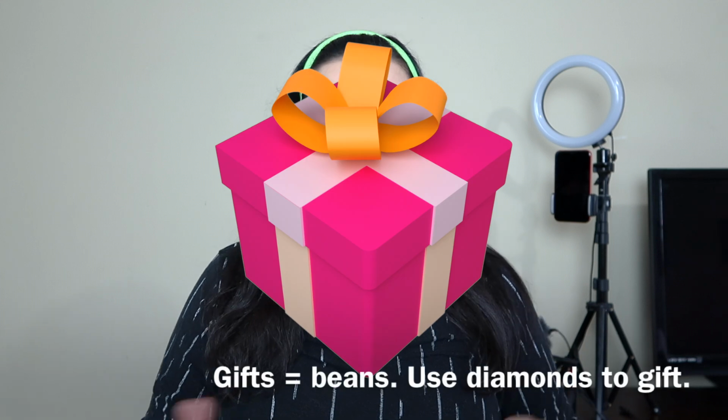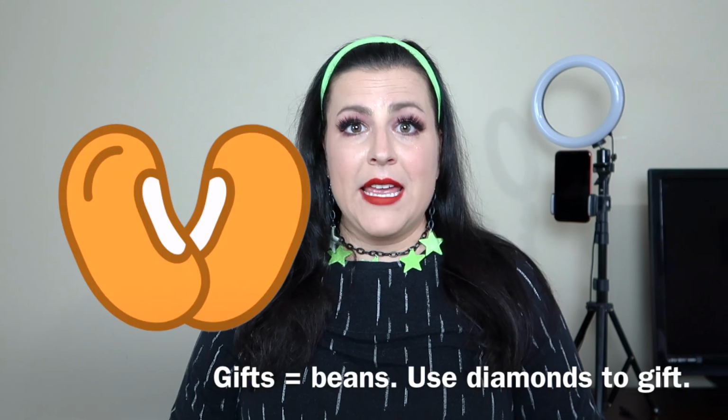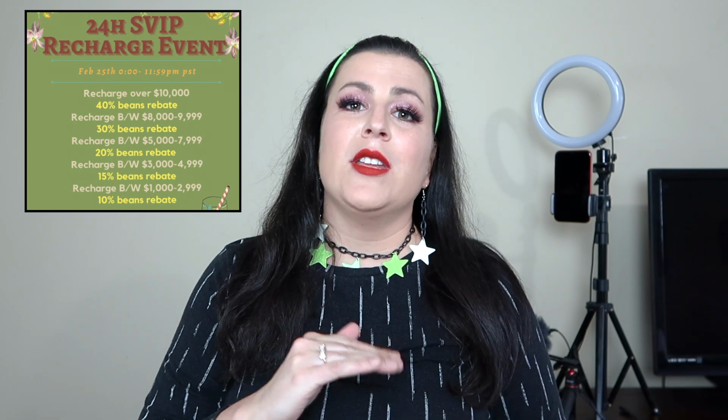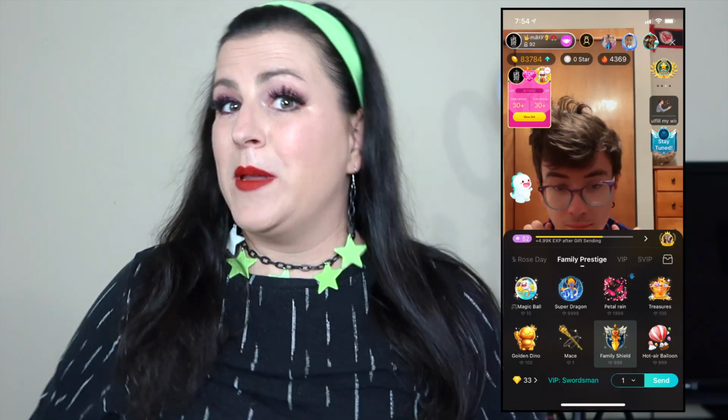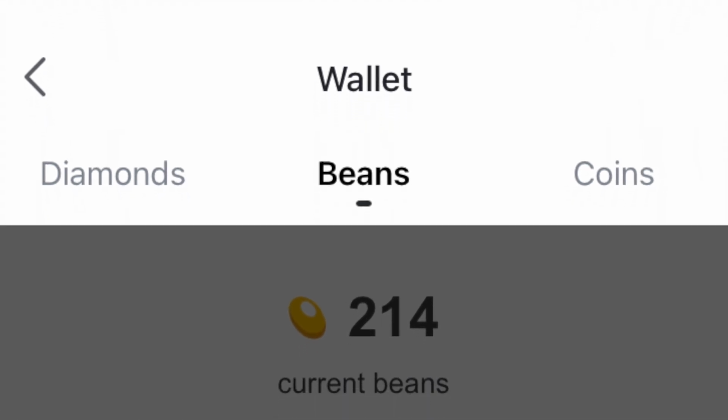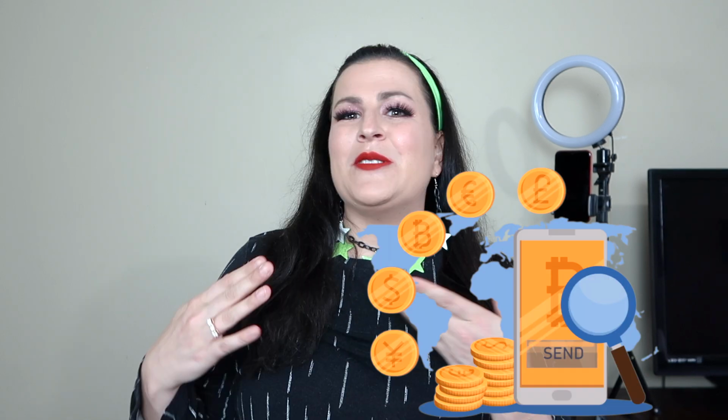When you're gifted, you receive beans. When you send a gift, you are using diamonds. With diamonds, you can only use them to gift. You cannot convert that into cash. So keep that in mind as well. You can put money in the app to receive diamonds, and you can use diamonds to gift to other people on the app. Beans, on the other hand, you are gifted beans. So if someone gives me a gift in my live, I get beans in my little Bigo wallet. So it's digital currency, a little digital wallet, and you need to know the difference between beans and diamonds.